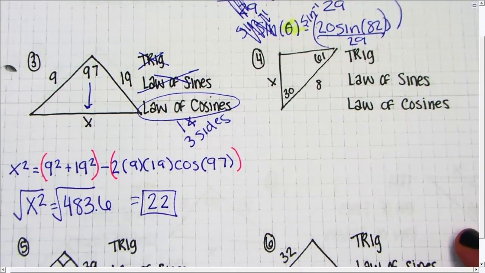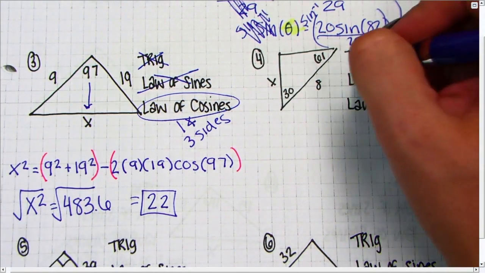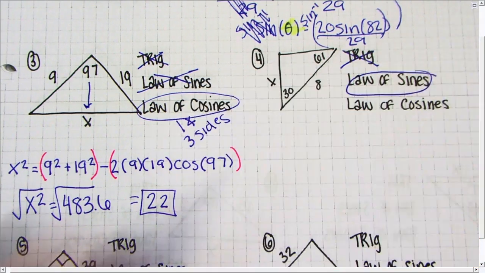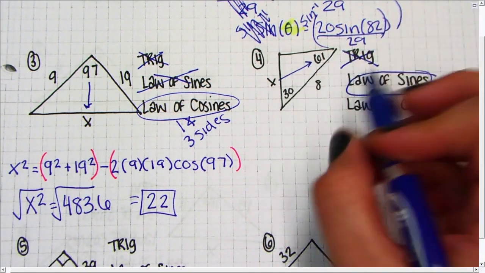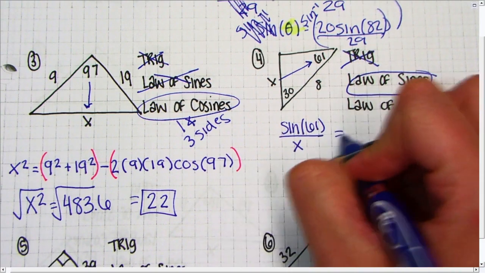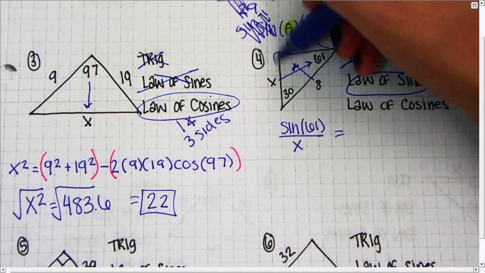Next problem, I see no 90-degree angle, which means trig is out. I see two angles and two sides, which means law of cosines is out. So law of sines is my correct method. X corresponds to 61, so sine of 61 over x. 8, however, corresponds to nothingness.